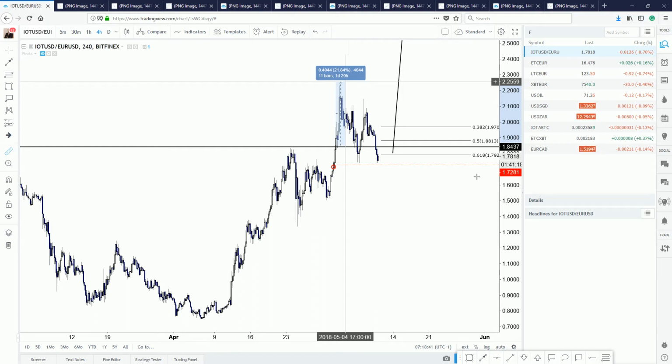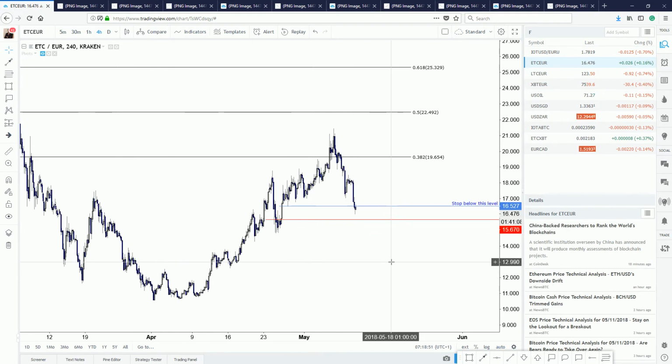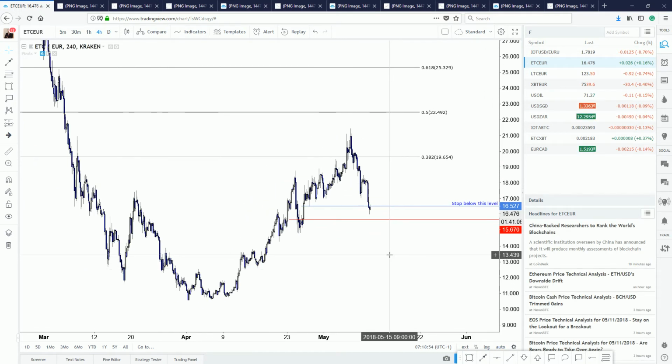And now I'm down. The position is down about 4%, so pretty much break even. Now this is Ethereum Classic. And here as well, we tumbled. I saw that, and then it looked like it was going to bounce back. But it's now at the level where I wanted to get out.